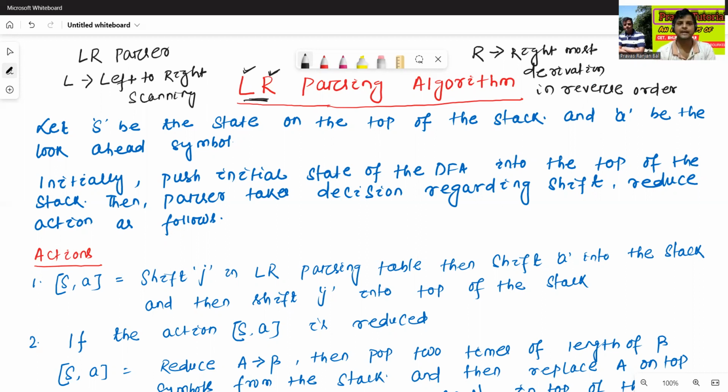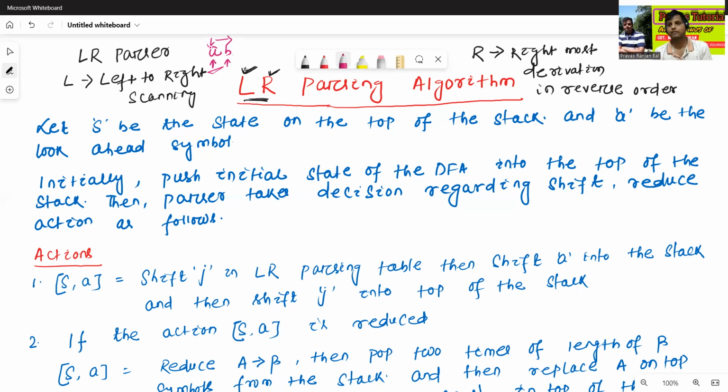What is the meaning of L? L means left to right scanning. We have already discussed what left to right scanning means in the previous classes. Left to right scanning means suppose a string is like A, B. Here we scan from the left, left means A, so A to B. This is the leftmost element, then the next. The LR parser will scan first A then B. This is called left to right scanning.